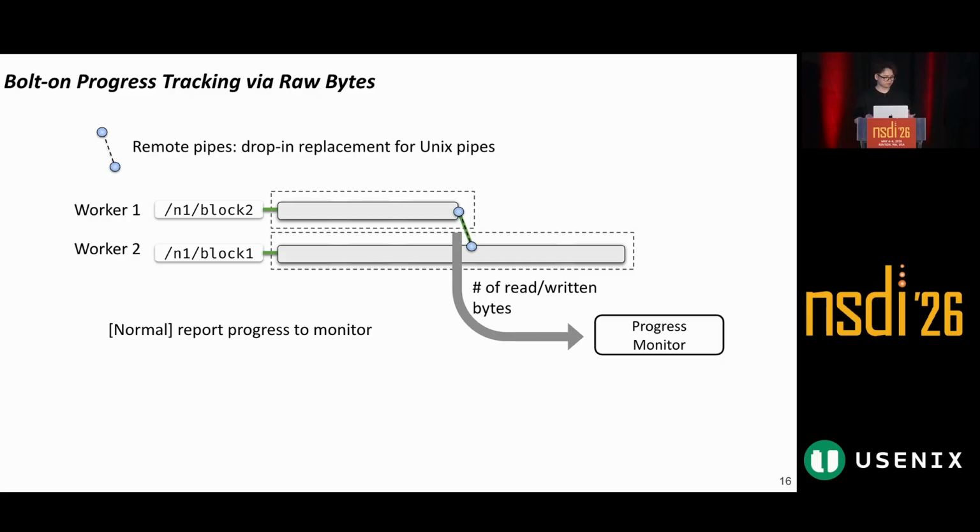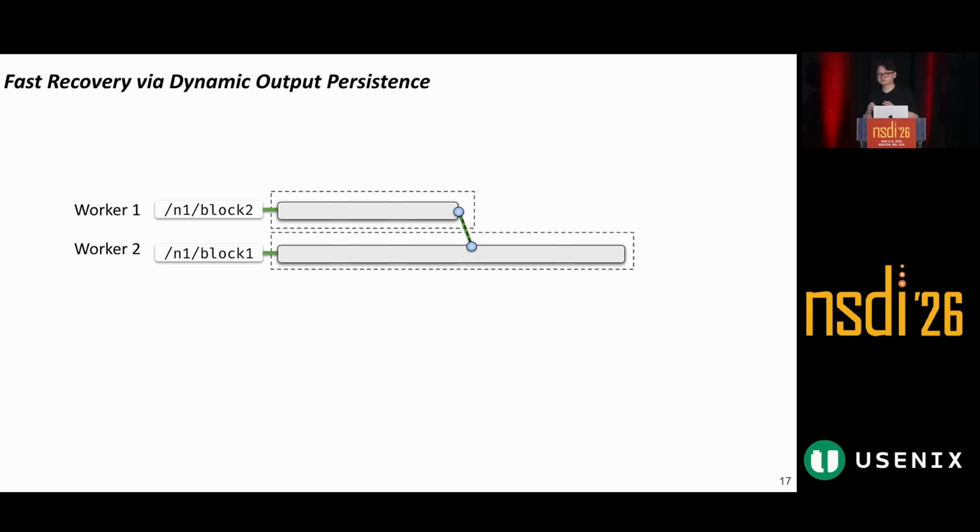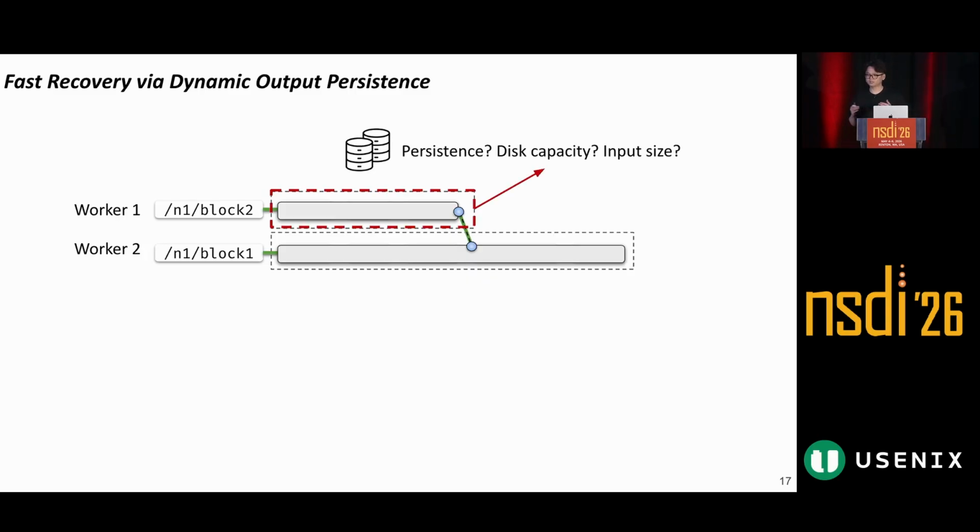All this information will be used during recovery to detect and discard duplicates, ensuring exactly once delivery. Fractal also introduces a series of runtime optimizations to enable fast recovery while balancing the overhead during fault-free execution. For example, it selectively decides whether to persist output of a subgraph depending on cluster information, such as available disk capacity, and subgraph characteristics, such as the actual input data size.